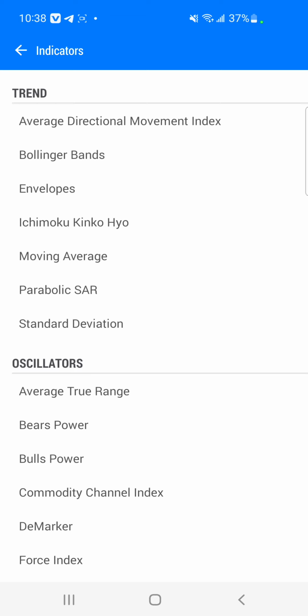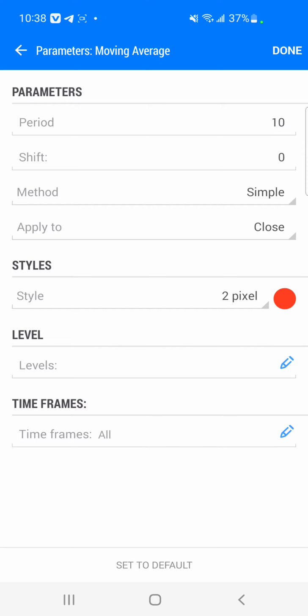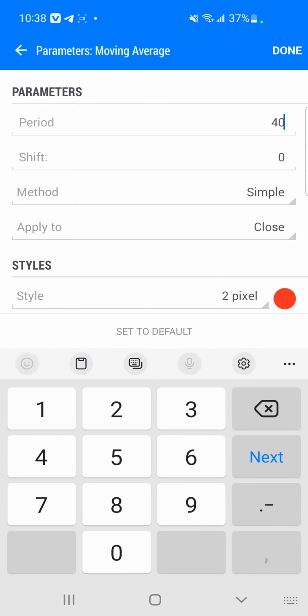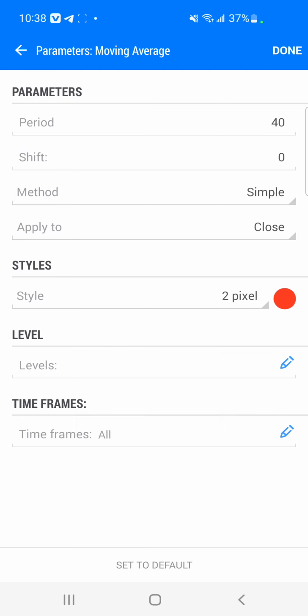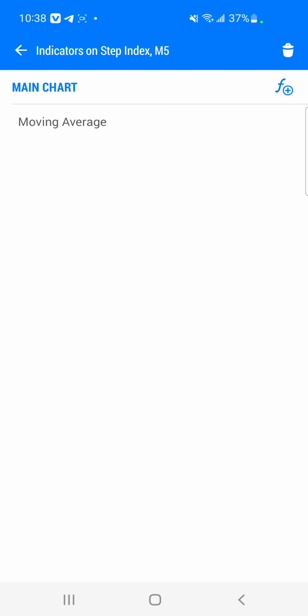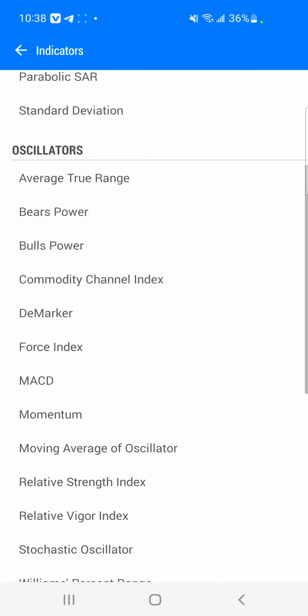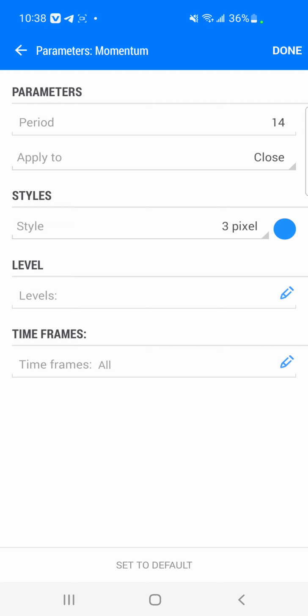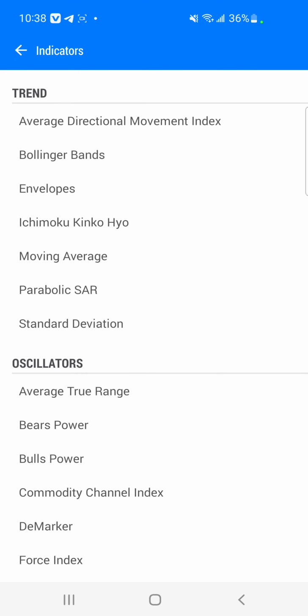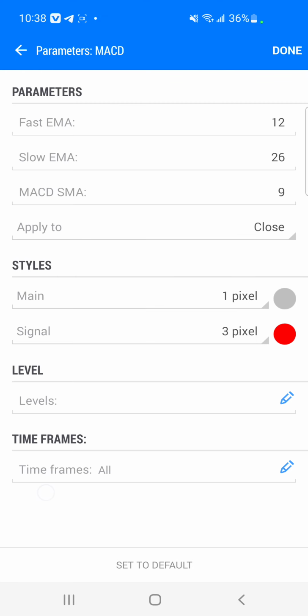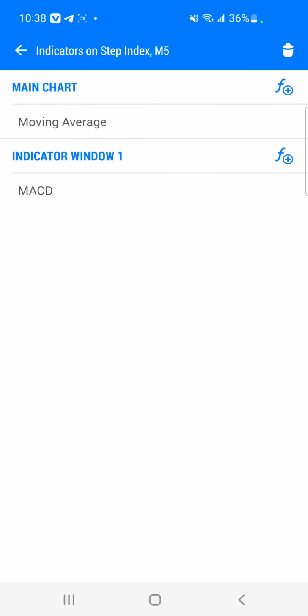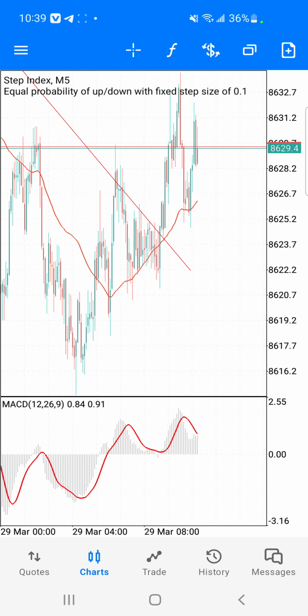So I'm going to be adding just two indicators: a moving average, period 40, SMA, a 40 simple moving average. Then I'll be adding MACD. Okay, I added MACD, guys. This is MACD, added here, 12, 26, and 9. So click done. So these are the indicators I just added right now.